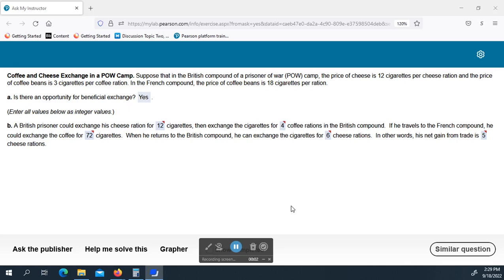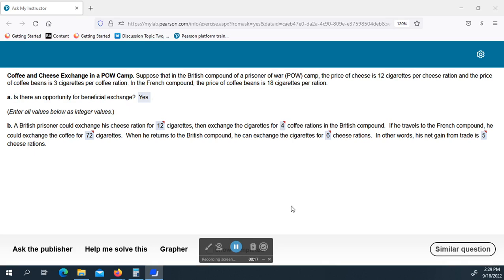Okay, we're going to walk through this question step by step. This is chapter 3, officially question 15 in the assess homework of chapter 3 in the MyEconLab of Sullivan. So, coffee and cheese exchange in the POW camp.